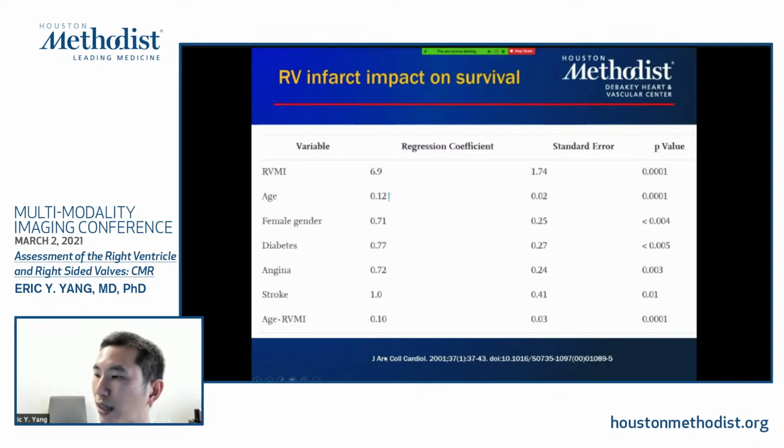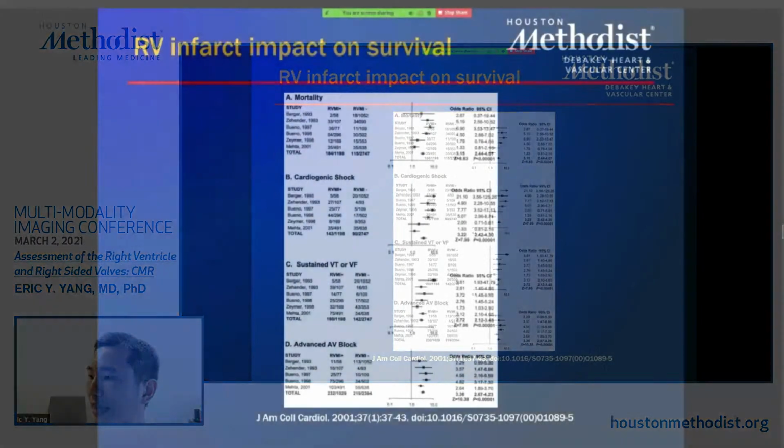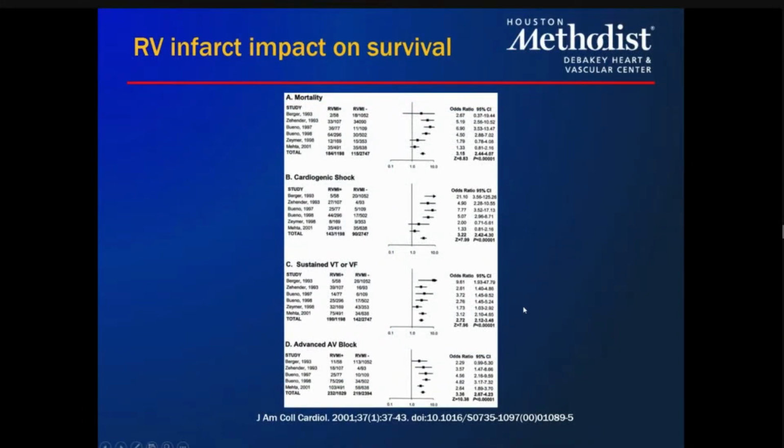And this article back in 2001, where RVMI was demonstrated, shows that it had a strong contribution to mortality in these patients. You can see all the different beta coefficients in this model predicting survival in the patients. RVMI by far was a very large component of survival in these patients. And then this is just a meta-analysis bringing home the point that when RV infarct is present versus absent, mortality goes up, cardiogenic shock goes up, arrhythmias and conduction blocks go up. So again, very important to note when you're doing CMR and you pick this up.